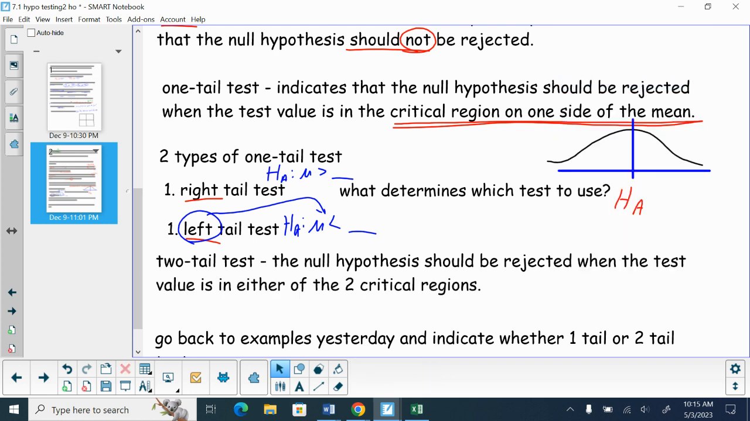Two tail test. When you have two tails, you have two critical regions.